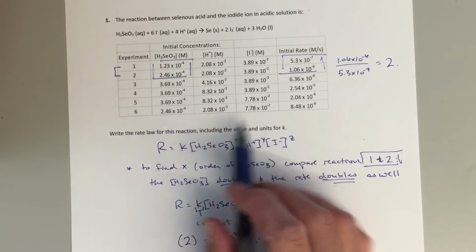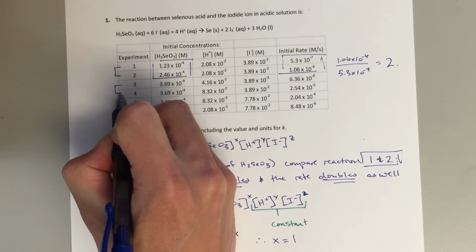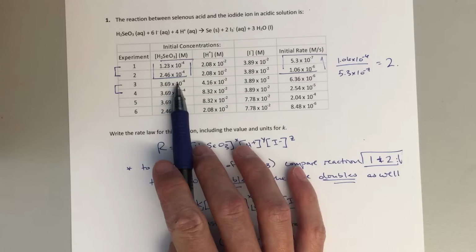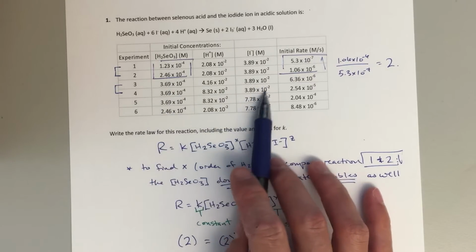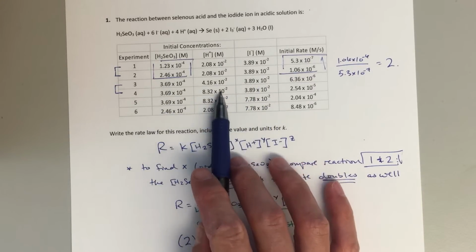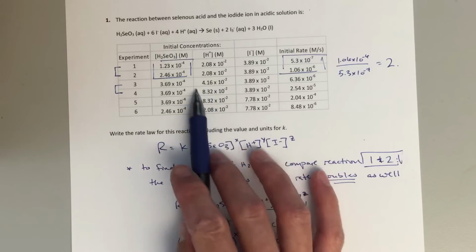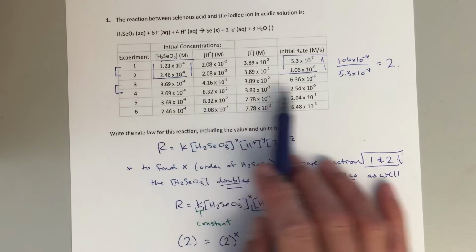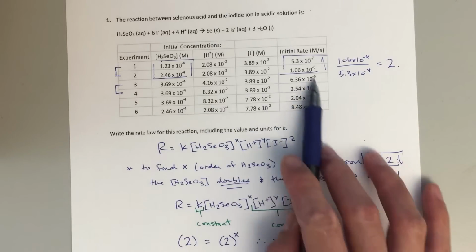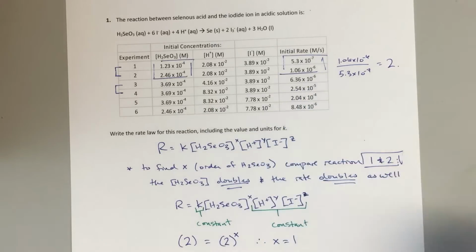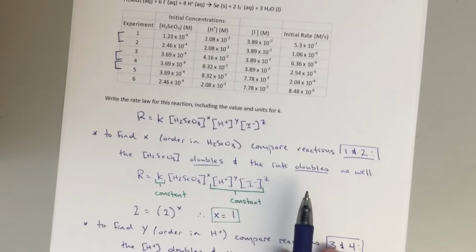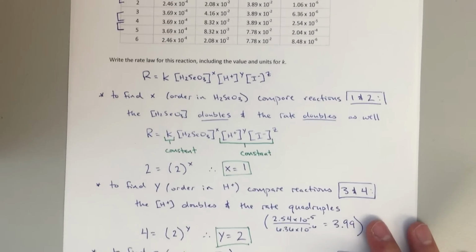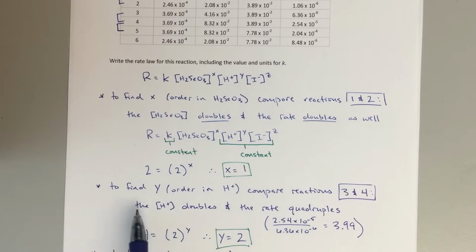So if I look at this data, I notice that in experiments 3 and 4, my H2SiO3 concentration stays the same, my I- concentration stays the same. The only thing that's changing is my H+ concentration. I can see again that it's doubling. So I'm doubling my concentration of H+, and then I'm going to see some change in my initial rate. So I've gone ahead and filled out basically the rest of this information. So let's focus in on this bottom part here real quick.